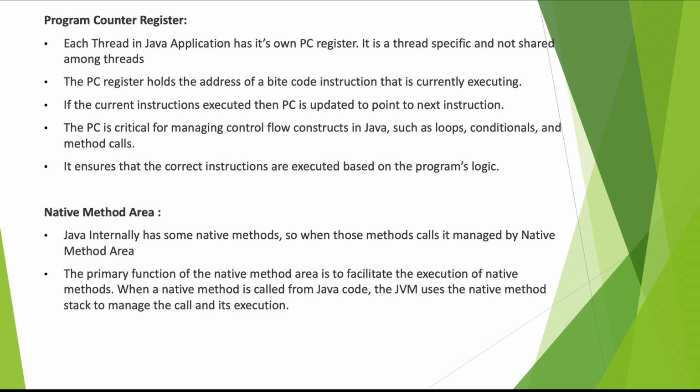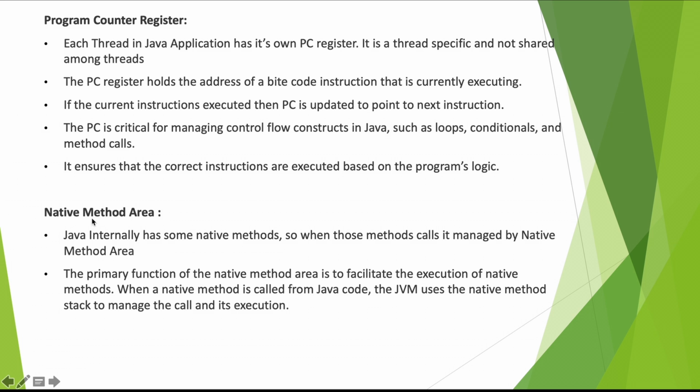This program counter is critical for managing control flow in Java, such as loops, conditions, and method calls. So it is useful to manage the control flow of our program. It ensures that the correct instructions are executed based on the program's logic.